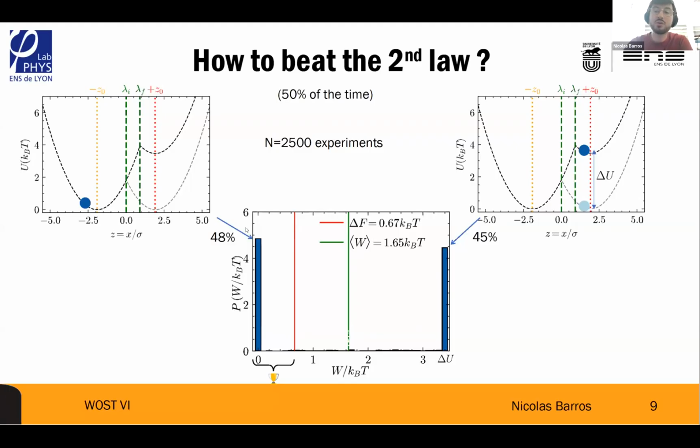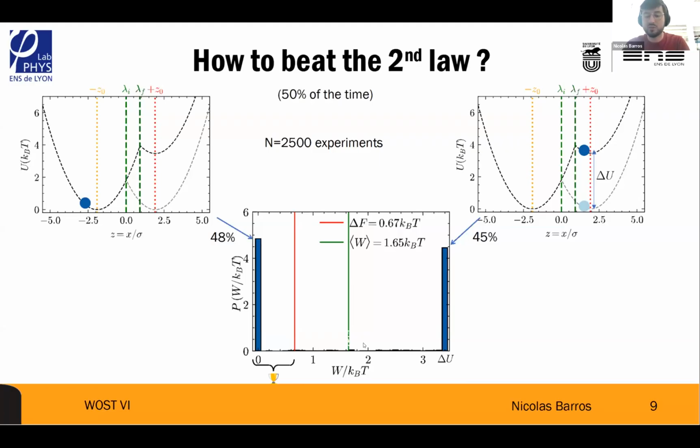However, already 48% of the time, we could increase the free energy of the system, because there's a free energy increase when switching from this symmetrical configuration to an asymmetric configuration. You can view it a bit as a compression of the phase space. So we have this free energy increase for no work spent in roughly half of the cases.